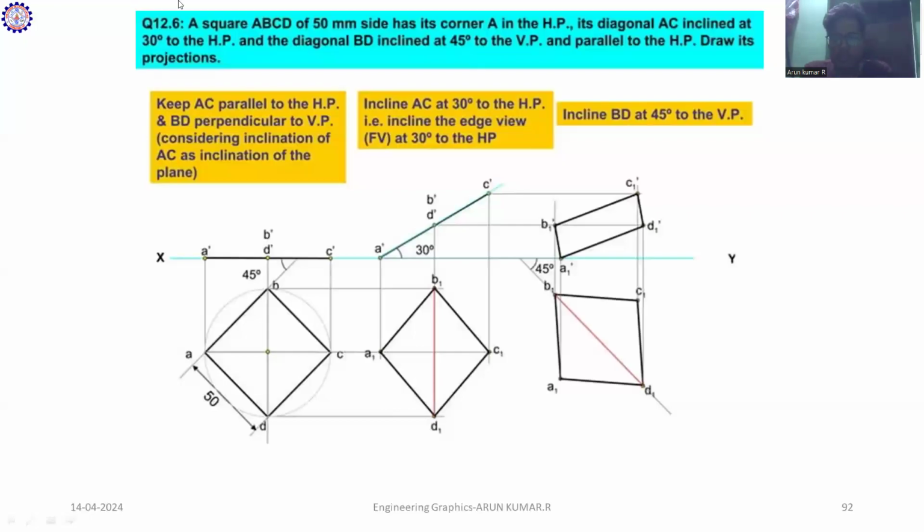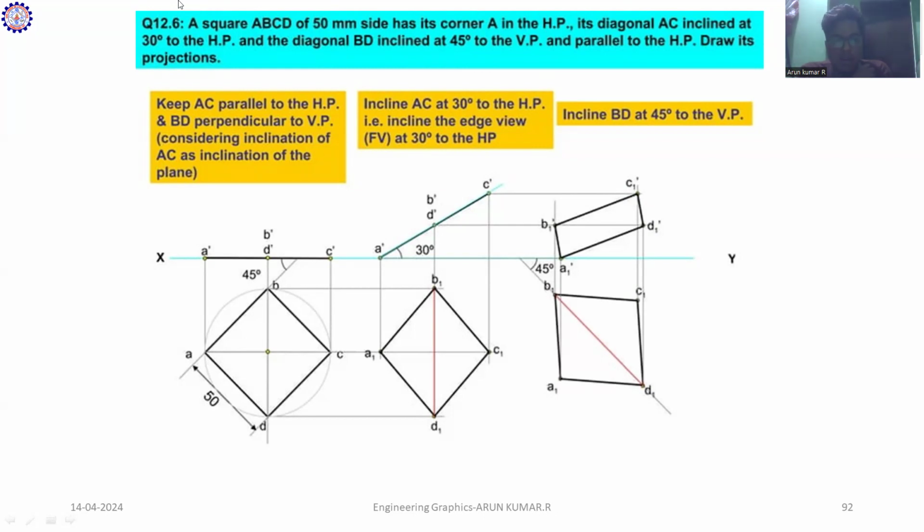Good morning. In this series, we see a numerical problem based upon projection of planes. Already we have seen a lot of numerical problems on the projection of planes. Let's see an example with a square plane.